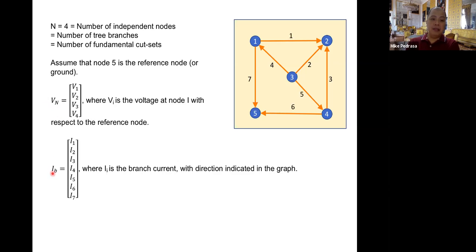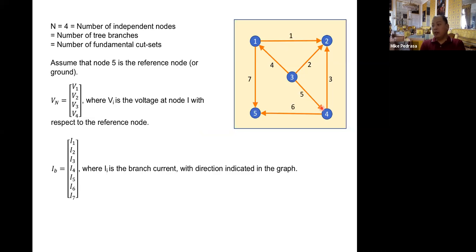Now, I sub B, these are the branch currents. The current going from this point to that point, that's I1. Where is I2? This current. We will follow the direction of the arrow. I3 is that one, I4 is the one going up, I5 is the one going down, etc. So take note that we are just defining terms.